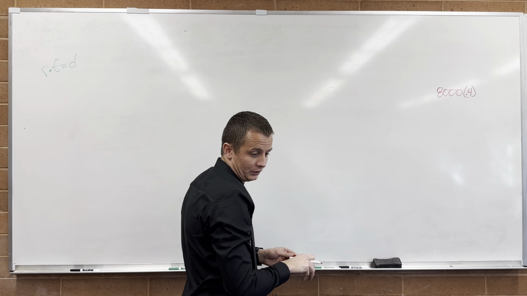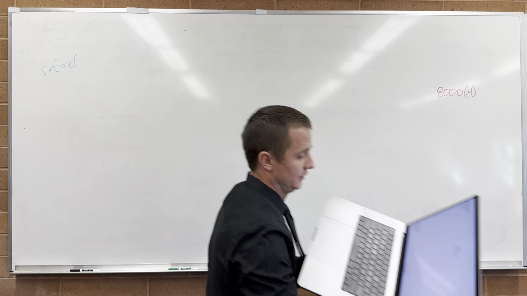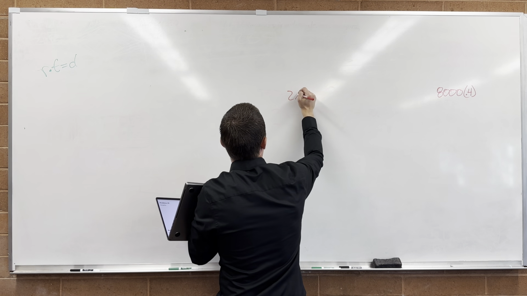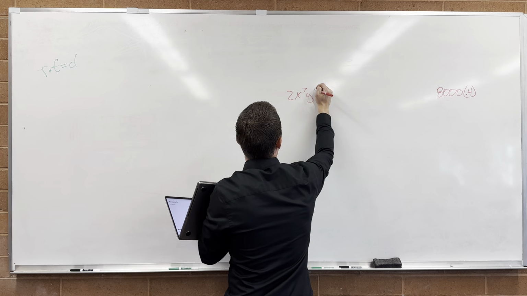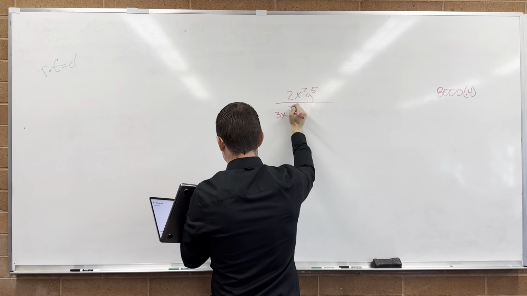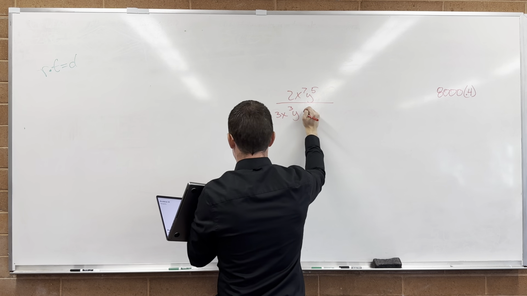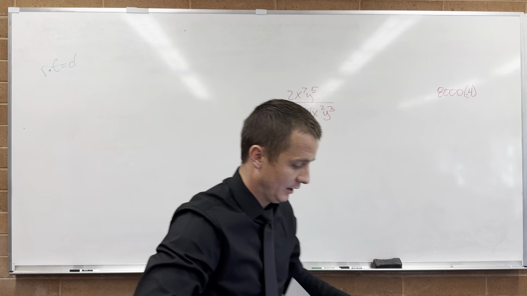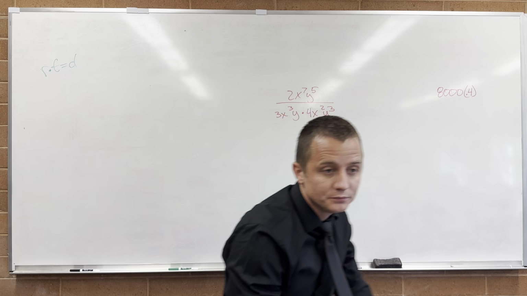I don't know if you guys could read it to me. It might be kind of hard for you to know how to read that. So we have 2x to the 7, y to the 5, all over 3x cubed y times 4x squared y cubed, right? And we just have to simplify this expression.